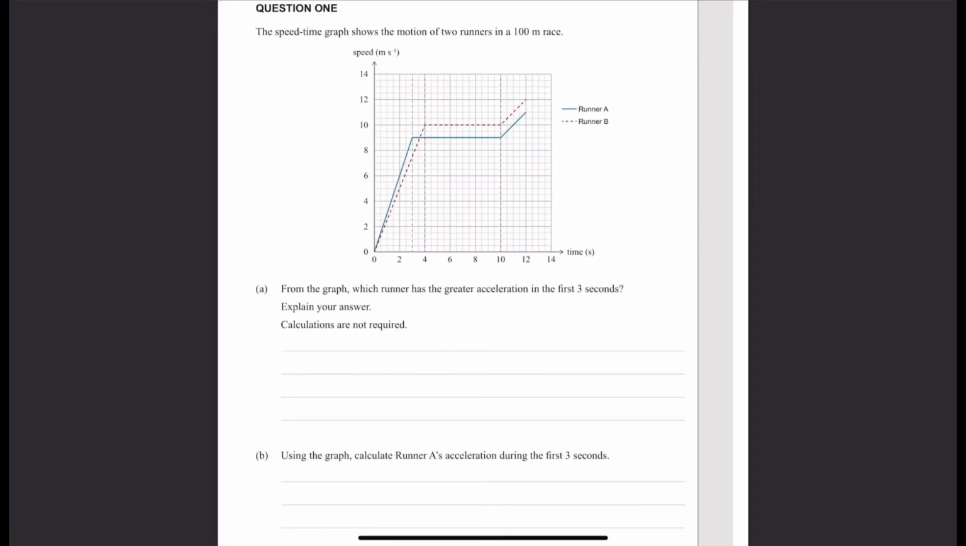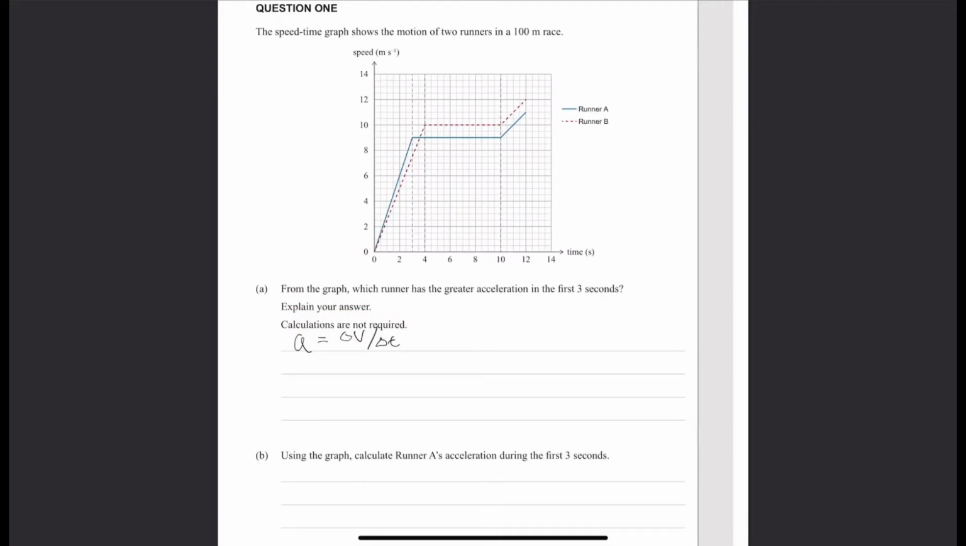Even though we're not doing calculations, I'm going to start out by writing down the equation for acceleration to help me form my argument. So I'll get acceleration equals the change in velocity over the change in time. A equals delta V over delta T. Now, with that information, I'm now going to look up at our graph.